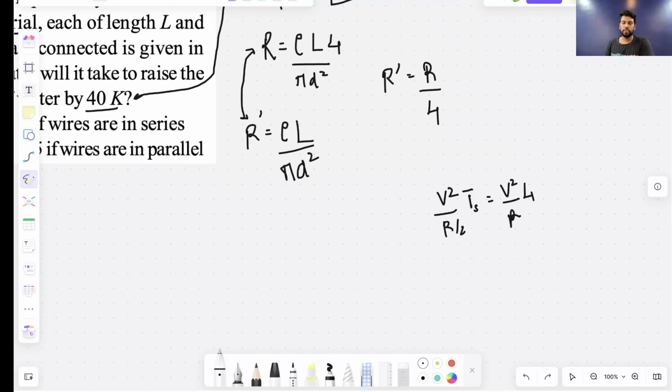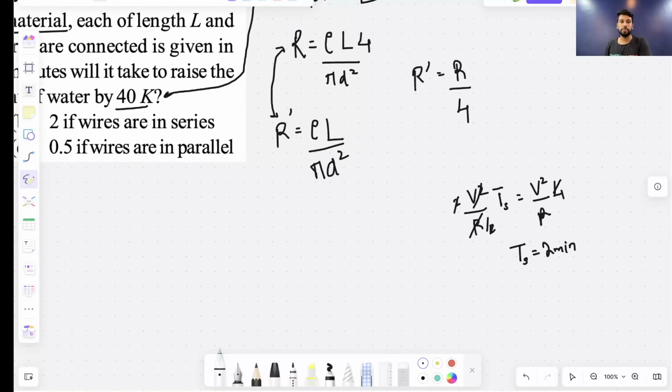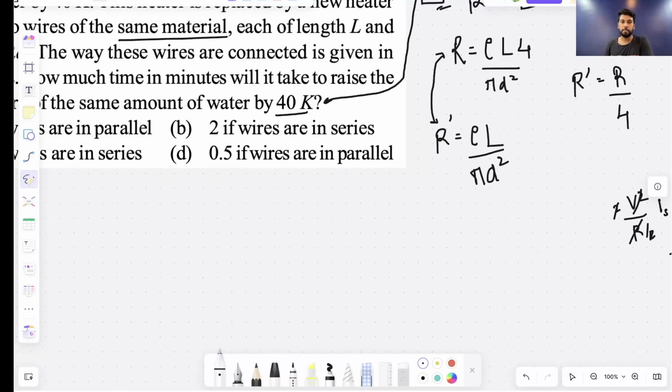Right. So V square by R by 2 into Ts. So I would say that this R into 2 is going to go on top, and these 2 and 4 are going to be cancelled. Then R and R are going to be cancelled. At the end, you are going to see Ts. The time taken in the series connection is going to be 2 minutes. So your option is B for series.